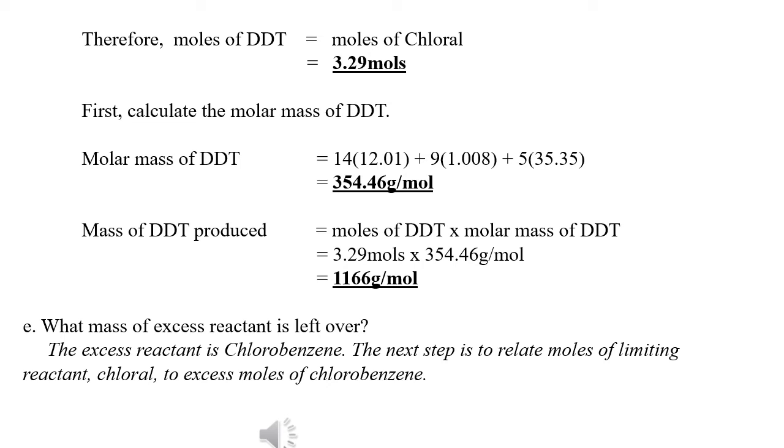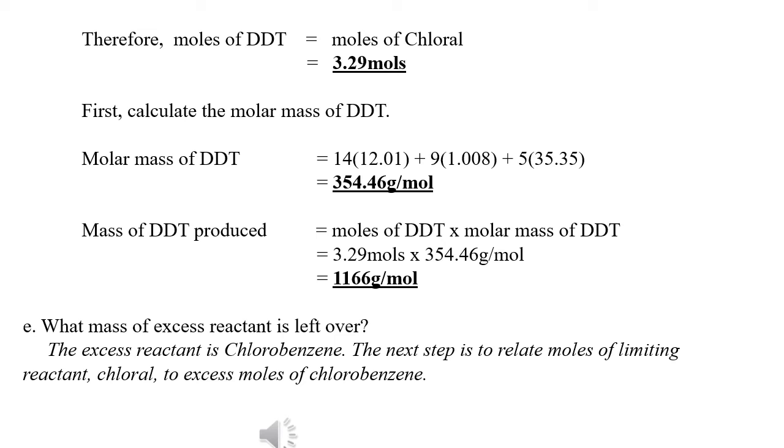First, calculate the molar mass of DDT. Molar mass of DDT equals 354.46 gram per mole. Mass of DDT produced equals moles of DDT times molar mass of DDT, which is equals 1166 gram.